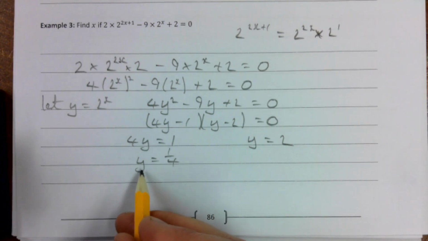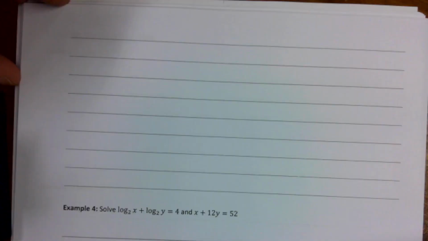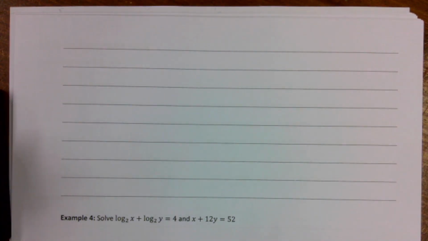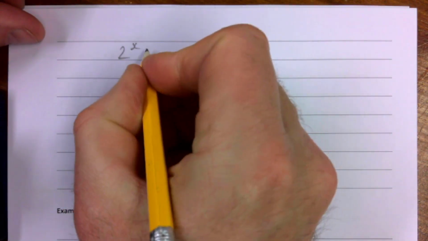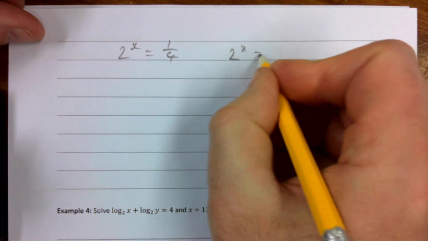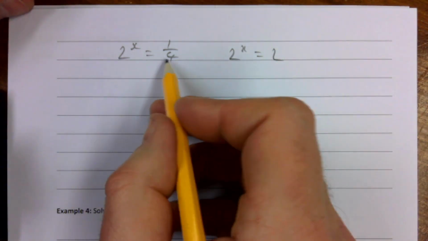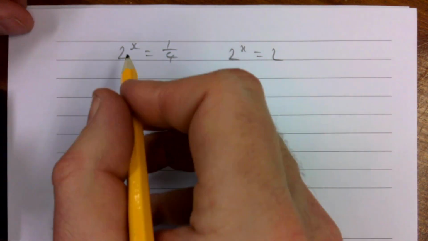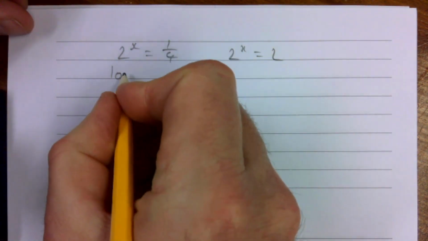So if I go on to the next page, we're going to change our y back for our 2 to the power of x. So changing that back, I get 2 to the power of x is a quarter, or 2 to the power of x equals 2. Now, if you're fairly au fait and good with your indices, you may be able to work out the solution straight away, but let's pretend you can't work out what's going on, and we're trying to work out what x is. It's just then an index equation.